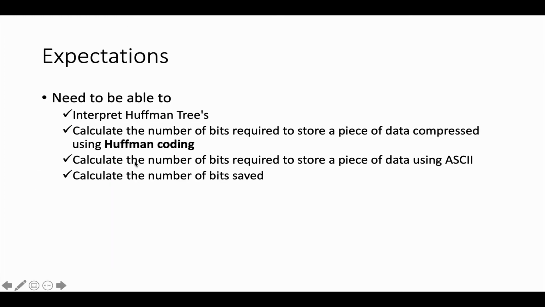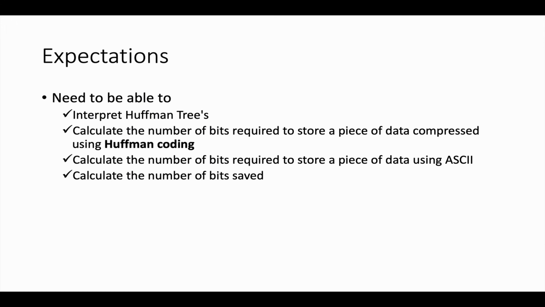And that's it. You now know how to interpret Huffman trees. You know how to calculate the number of bits required to store a piece of data that's been compressed using Huffman. You know how to calculate the number of bits required to store a piece of data using ASCII. And you know how to calculate the number of bits saved by being able to work out the difference.